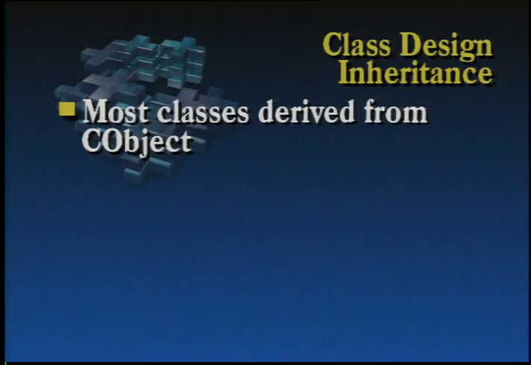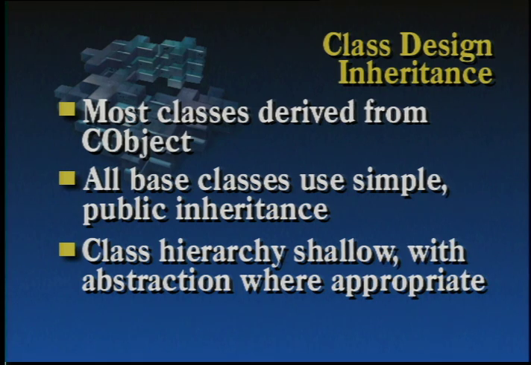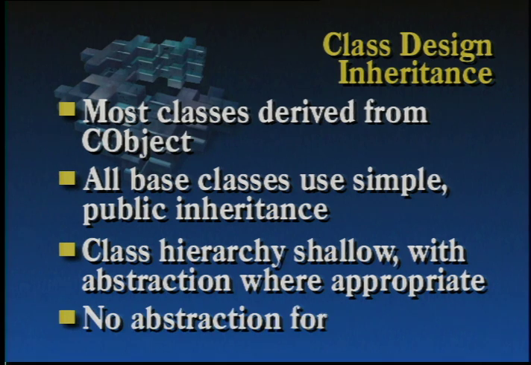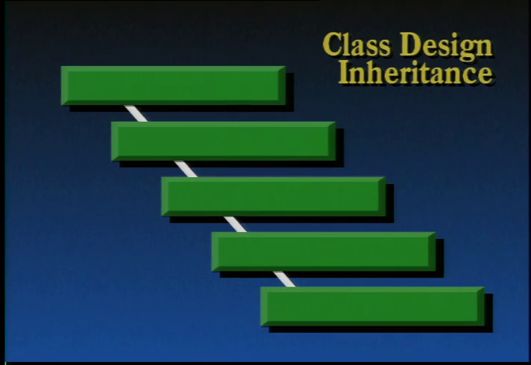Okay, now let's talk a little bit about inheritance. As I mentioned, most of our larger classes are derived from CObject. We use simple single inheritance, all publicly inherited, so you don't have to worry about the complexity of the C++ language. Our class hierarchy is designed to be relatively shallow, with classes designed for appropriate abstractions. We're not doing abstraction for abstraction's sake. So we've designed C++ classes which you can both use directly as well as providing useful abstraction you can derive from and customize.